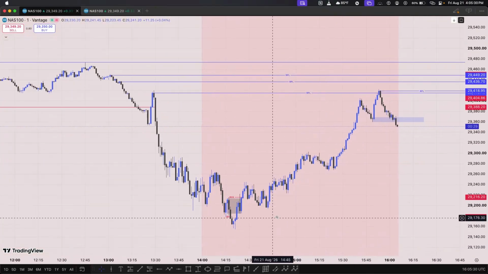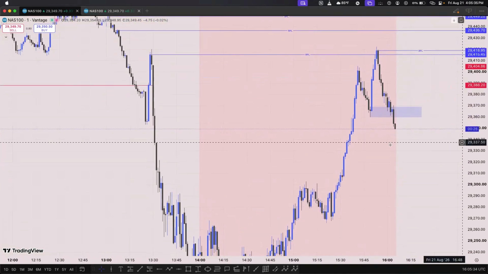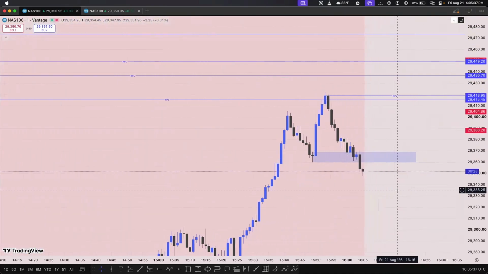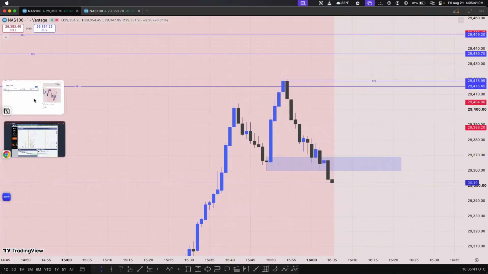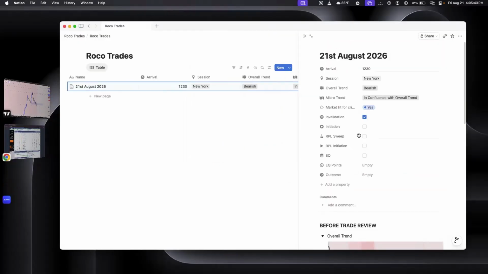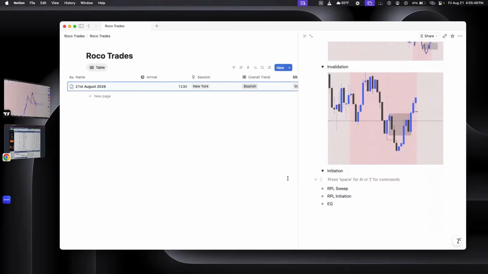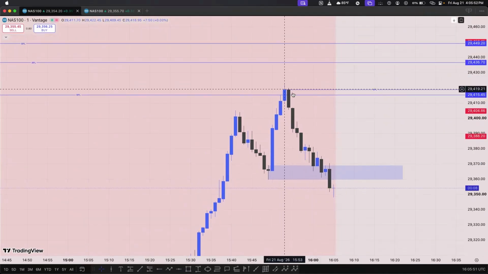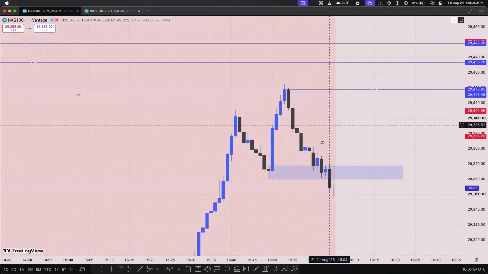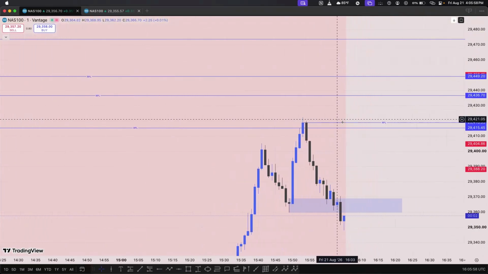Price went all the way from here straight to this area without giving me the initiation. So I now have my initiation. I have to mark my initiation right here and take a screenshot and place it here. So I'm now waiting for price back into this RPL to then give me my RPL initiation as well.